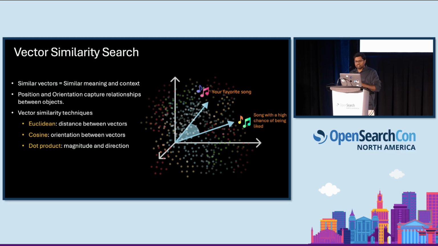There are multiple ways to do it. The popular ones are Euclidean, cosine, dot product. In Euclidean, the distance determines the similarity. The shorter the distance, the closer they are. In cosine, the angle determines the similarity. The smaller the angle, the better they are. The dot product is similar to Euclidean. The magnitude and the direction determine the similarity.